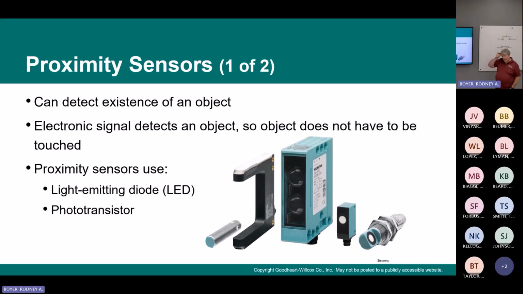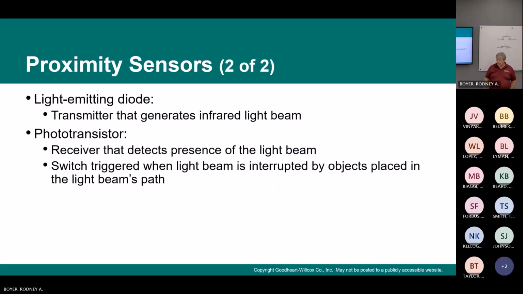The other option is to do photo, with LED. There you've got several different kinds. Diffuse, retroreflective, laser. A light emitting diode transmits an infrared light beam. Some of them are infrared, some of them are visible. A phototransistor then receives the beam, and is triggered when the beam is interrupted by objects placed in the light beam path.